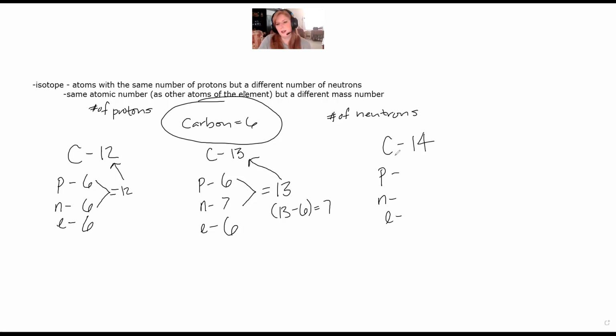All right, it's carbon. What's the atomic number? 6. How many protons? 6. Electrons? 6. Neutrons. Okay, so if this plus this is equal to our mass number, and our mass number is 14, how many neutrons do we have? 8. Okay, because 14 take away 6. You kind of understand how this works?